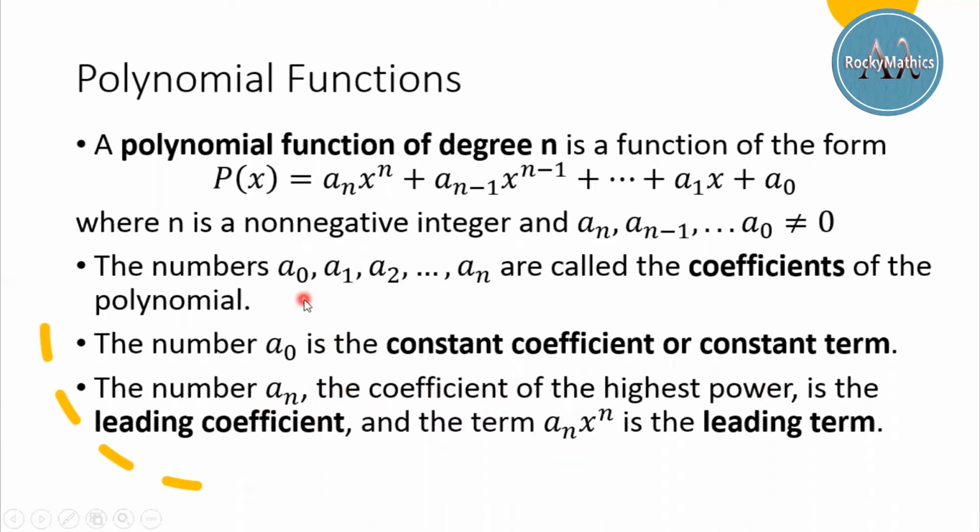So a sub 0 up to a sub n are the coefficients of the polynomial. A sub 0 is the constant coefficient, and a sub n, the coefficient of the highest power, is what we call the leading coefficient. And the term having the leading coefficient and the degree is what we call the leading term. Okay, a sub n is the leading coefficient, n is the degree, a sub 0 is the constant coefficient.